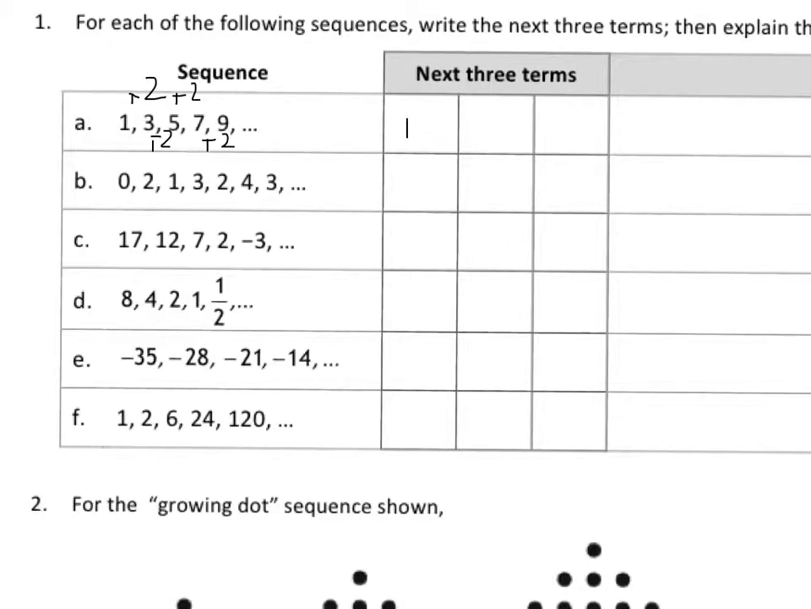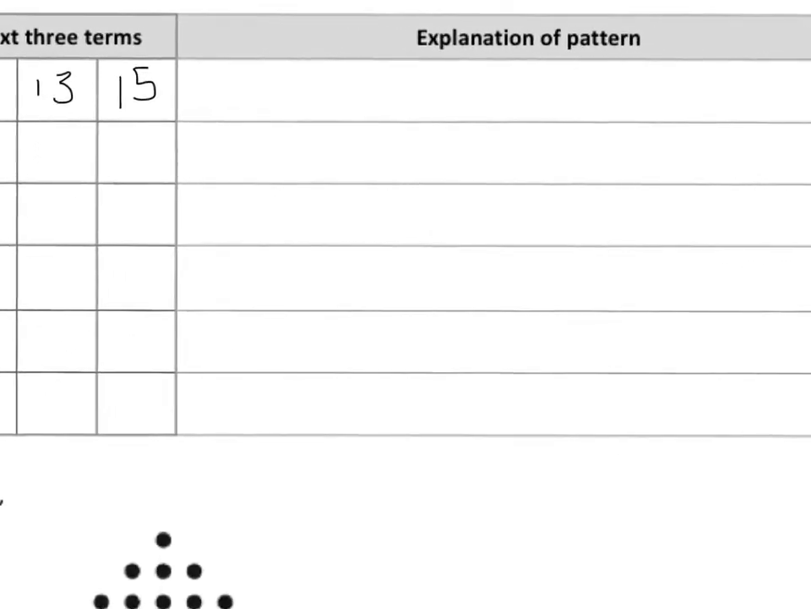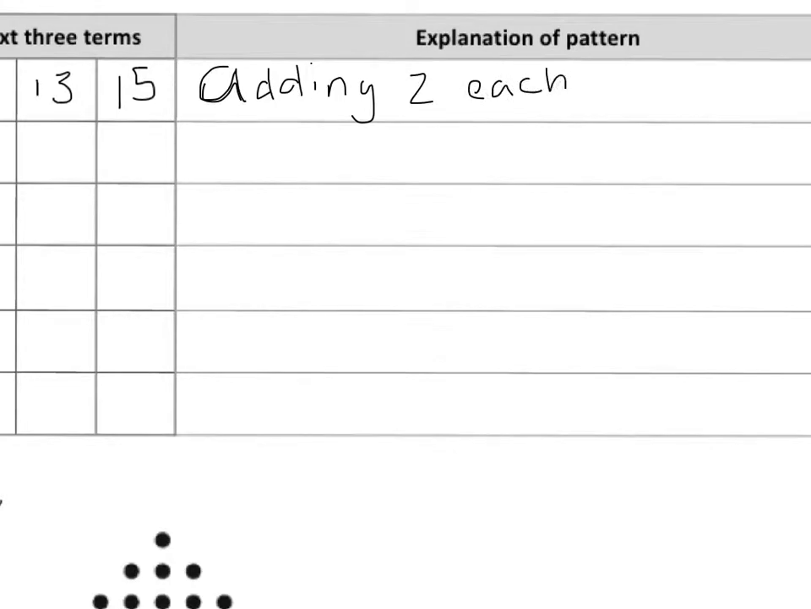From there, I think I should just keep adding 2, and 9 plus 2 is going to give me 11. Add 2 again, I get 13, and then 13 plus 2 gives you 15. And so when I come over here to write the explanation of the pattern, I know that I'm just adding 2 each time.